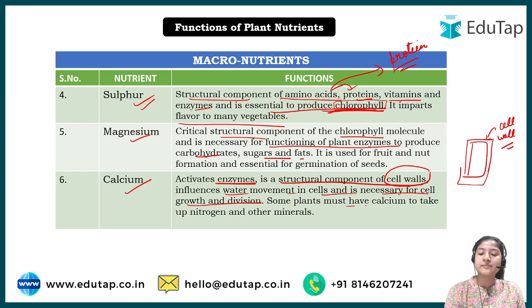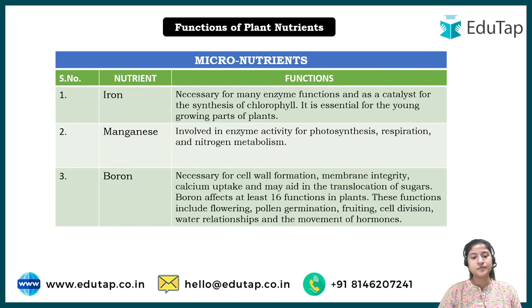And some plants must have calcium to take up nitrogen and other minerals. This is not compulsory in every plant, but in some plants, calcium is helpful for what? For taking up of nitrogen and minerals. Next, now we have come to micronutrients. Macronutrients we have covered. Micronutrients we'll cover now.